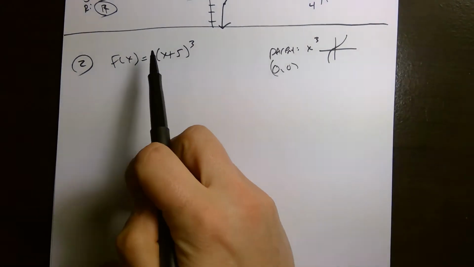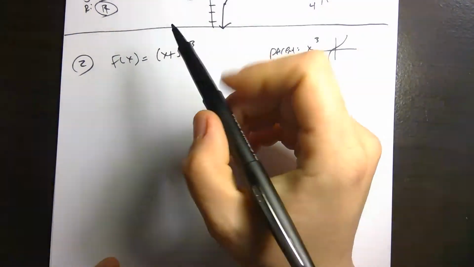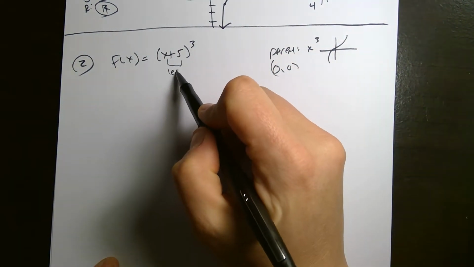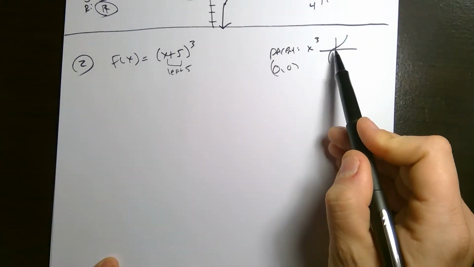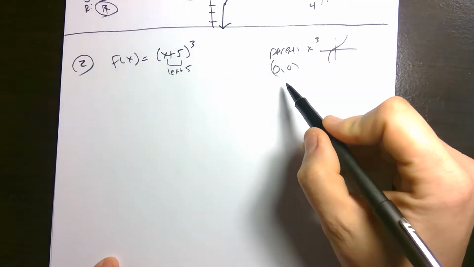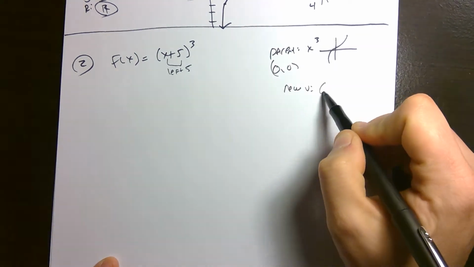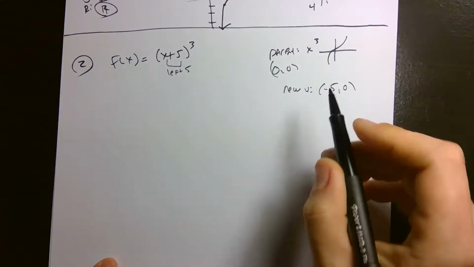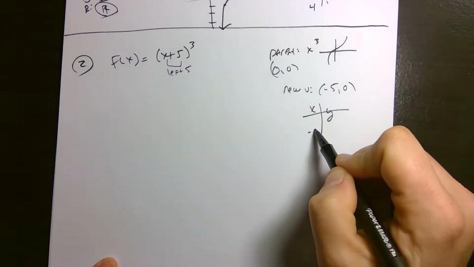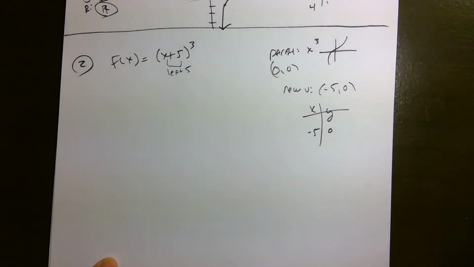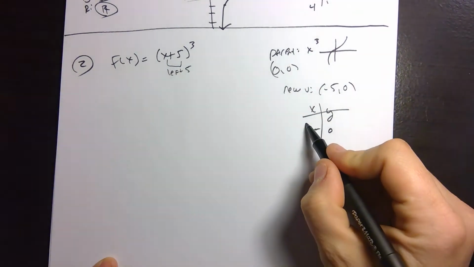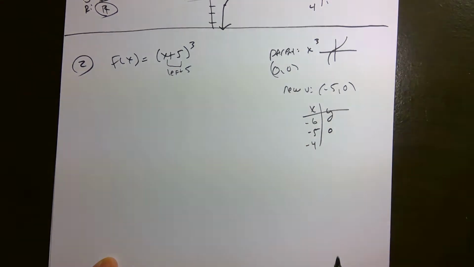Now we're going to look at the function that we've been given. This says x plus 5, and because this says plus 5, I know that I'm going left 5. And so if I start at 0, 0 and I scooch myself over to the left 5, then my new vertex is negative 5, 0. And so I can choose some values. I'll put negative 5, 0 in the middle because that's my new vertex. And I'm going to pick some values that are close to negative 5, so negative 6 and negative 4.